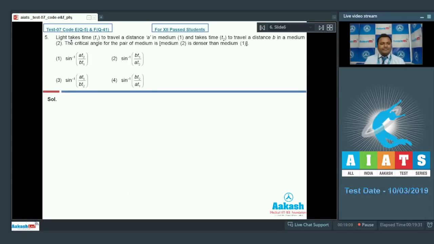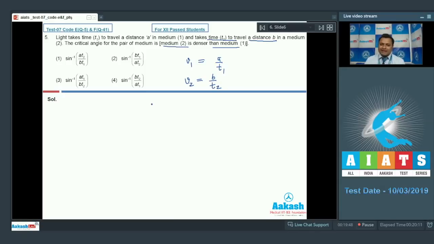Here is question number 5. Light takes time t1 to travel a distance a in medium 1 and takes time t2 to travel a distance b in another medium 2. The critical angle for the pair of medium is given that medium 2 is denser than the medium 1. Now, the speed of light in medium 1, that is v1, will be what? A upon t1. Similarly, the speed of light in medium 2, let's say v2, will be what? Distance upon time. Distance is b, time is t2.